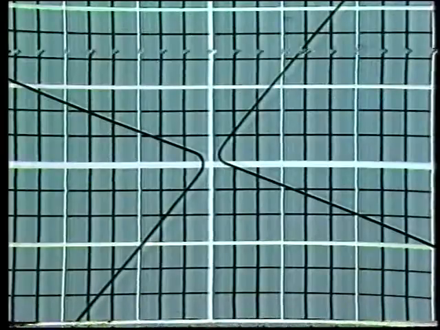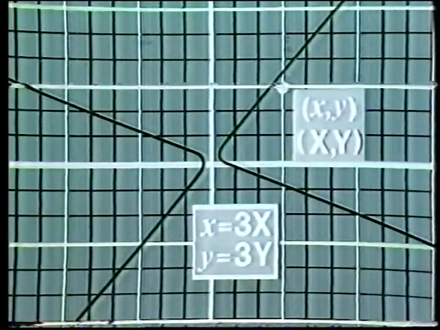How do we get from one grid to the other? We'll stop here and look at this point. We'll call it xy relative to our small grid, and big X, big Y relative to our new moved grid. Now little x is 3. But big X is only 1. So little x is 3 times big X. Similarly, little y is 3 times big Y.